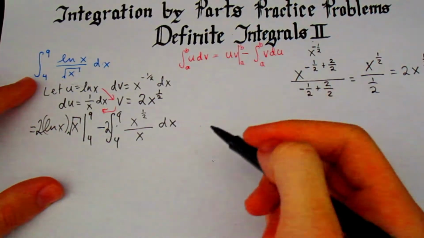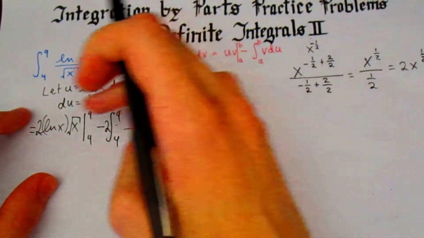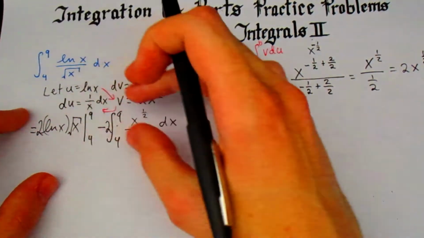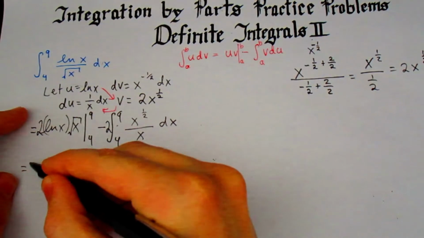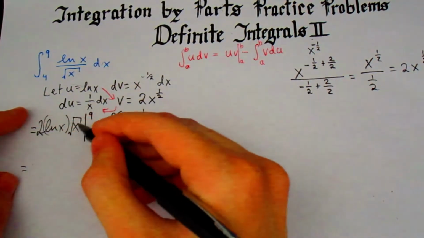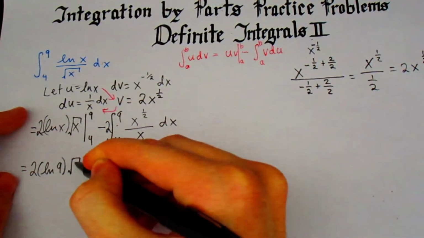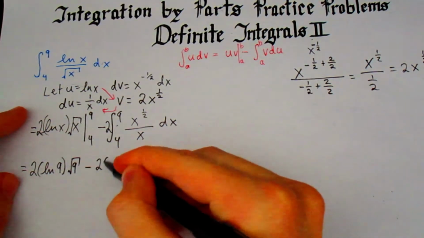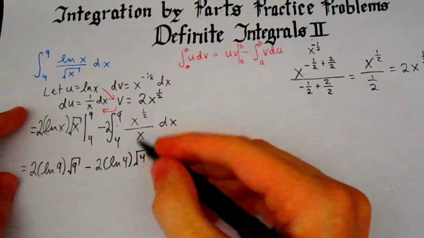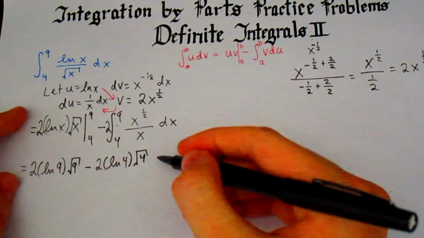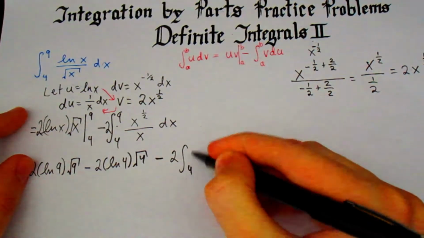Okay, so instead of doing just this part and then solving this part, I'm going to do two things at the same time. I'm going to start solving for this while I'm solving for that. So this equals, just using the fundamental theorem of calculus, part 2, 2 times ln of 9 rad 9 minus 2 times the natural log of 4 times rad 4. And then that quantity is being subtracted by 2 times the integral from 4 to 9.